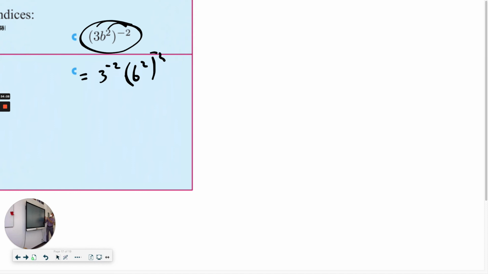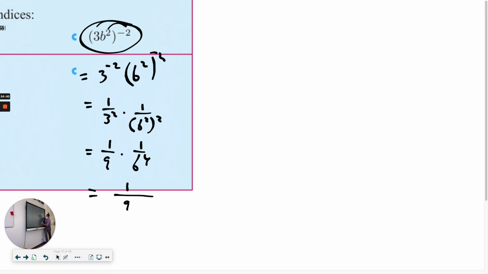So if this was like 3b squared, you'd have 2 sets of the 3, and you'd have 2 sets of the b squared. Since it's negative, we do the same thing, we just keep the negative. So this really becomes 1 over 3 squared, and this becomes 1 over b squared squared. A couple of different ways to visualize it, but this is just how I want you to eventually roll through it. So this is 1/9, and this is 1 over b to the 4th. And so you can recompress them into 1 over 9 b to the 4th.